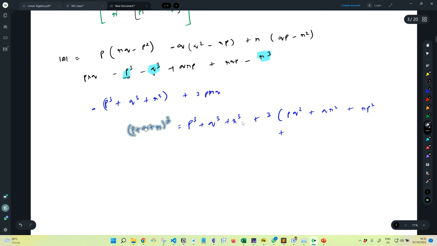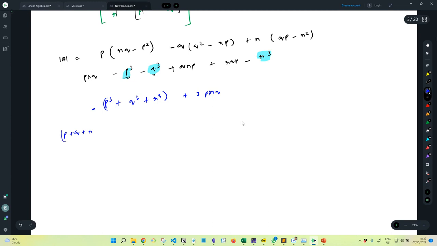So basically p plus q plus r. I'll erase this and, yeah. So (p plus q plus r) the whole cube will be equal to p cube plus q cube plus r cube plus 3 into (p plus q) into (q plus r) into (r plus p). Right? If I expand this further, what you will get? This will be equal to plus 3pqr.